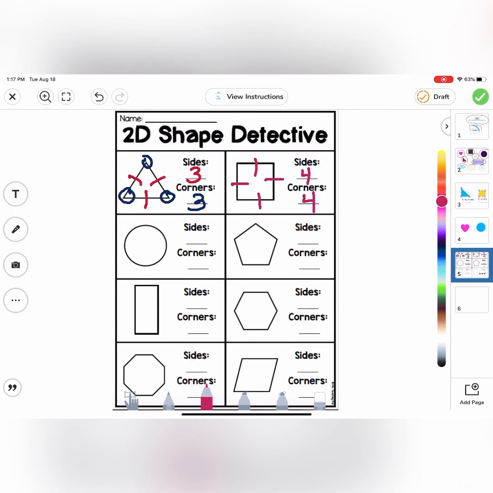Let's look at this shape down here. This shape is called a hexagon. Let's count the sides. 1, 2, 3, 4, 5, 6. Now, I just told you that they're going to have the same amount of sides and vertices, or corners. So how many corners or vertices will the hexagon have? It will have 6. Great job.